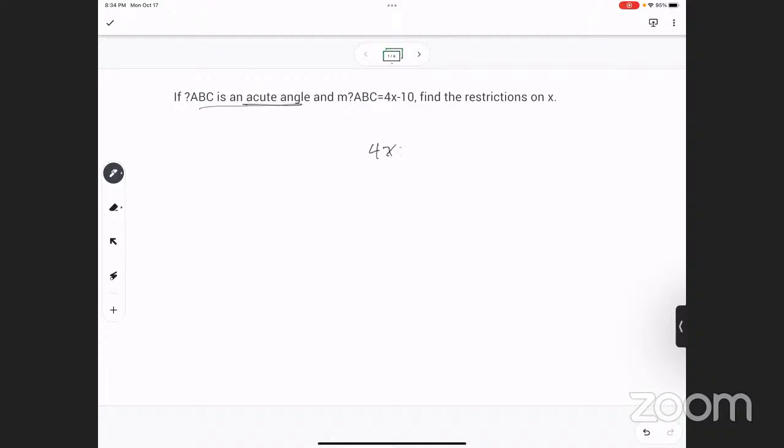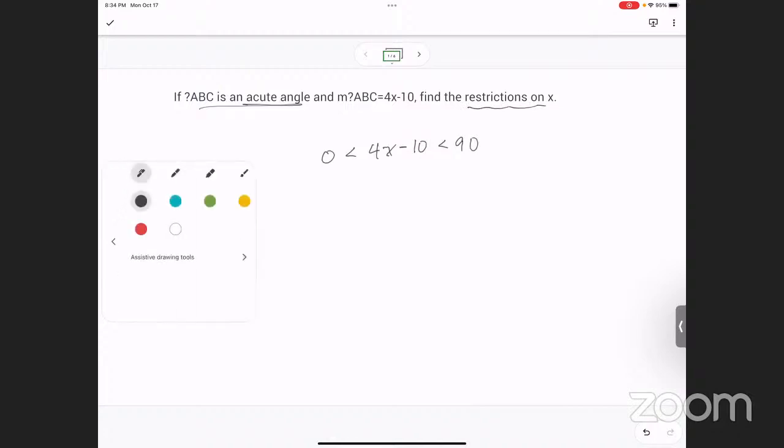So 4x minus 10 has to be less than 90, but it also has to be greater than 0, because you wouldn't have an angle of 0. So it's got to be between 90 and 0. Okay, so those are the restrictions. We're going to solve it.